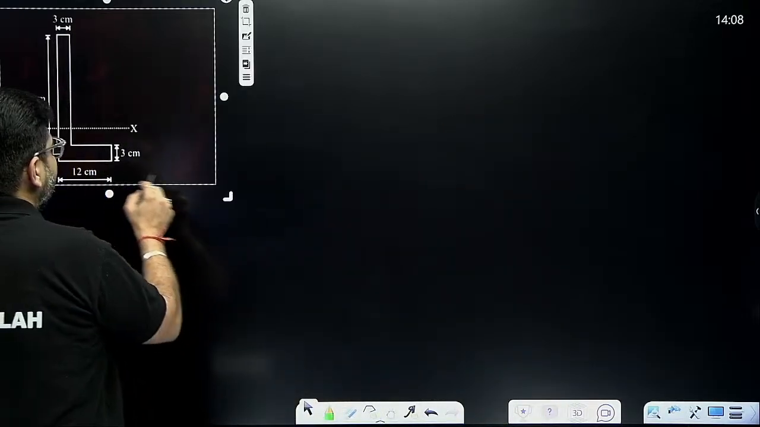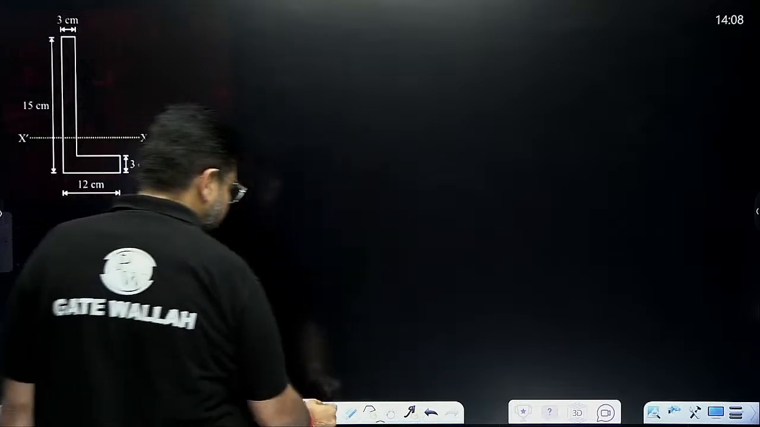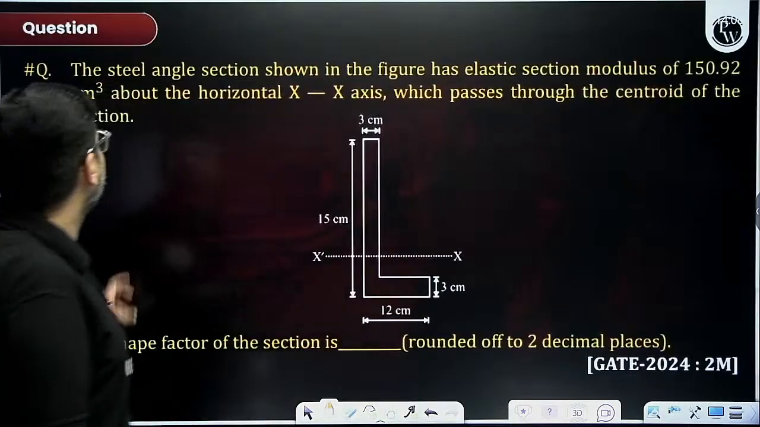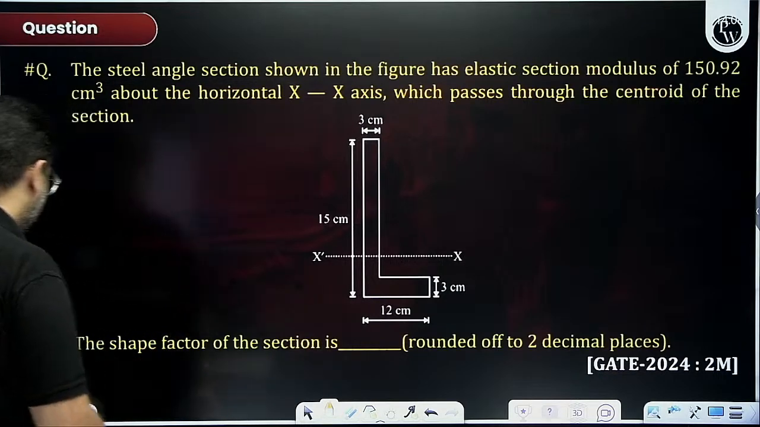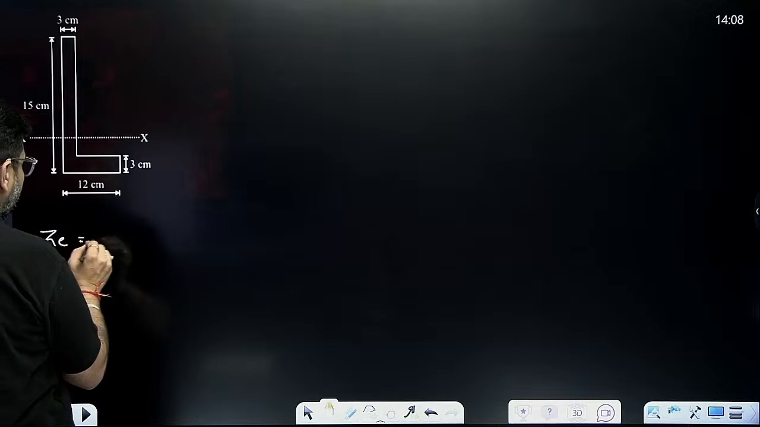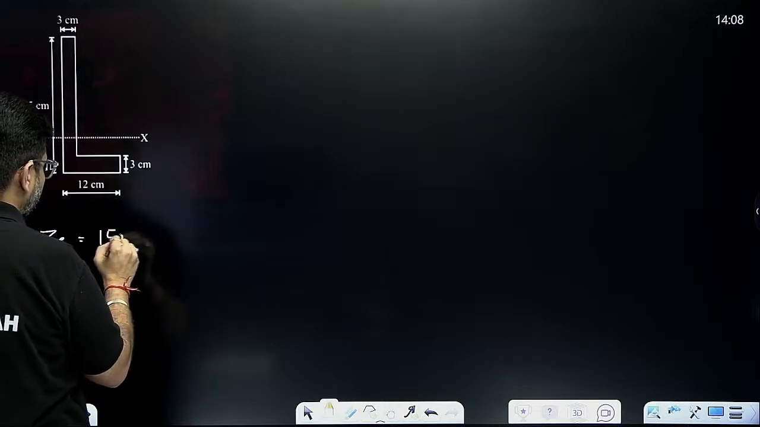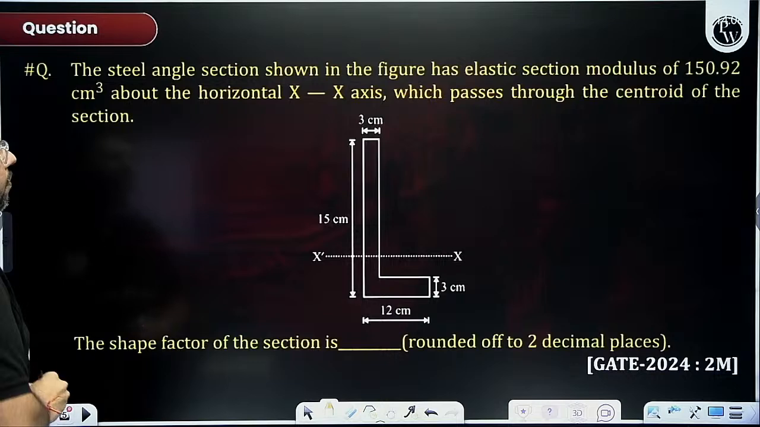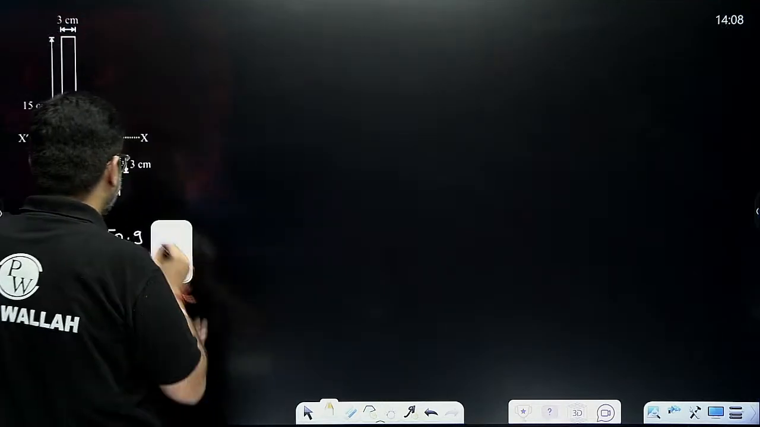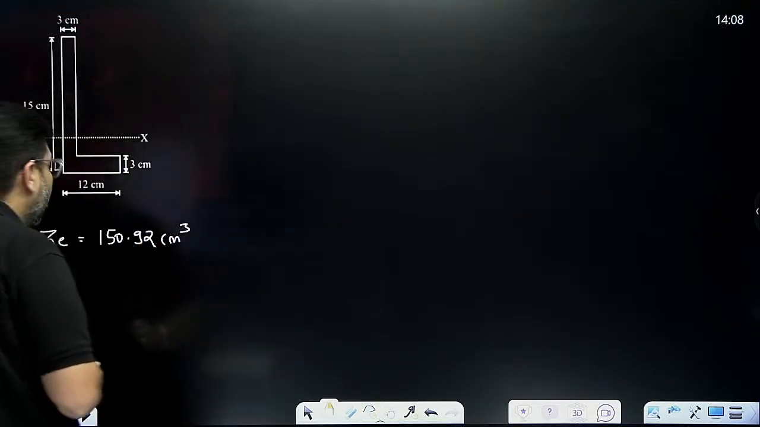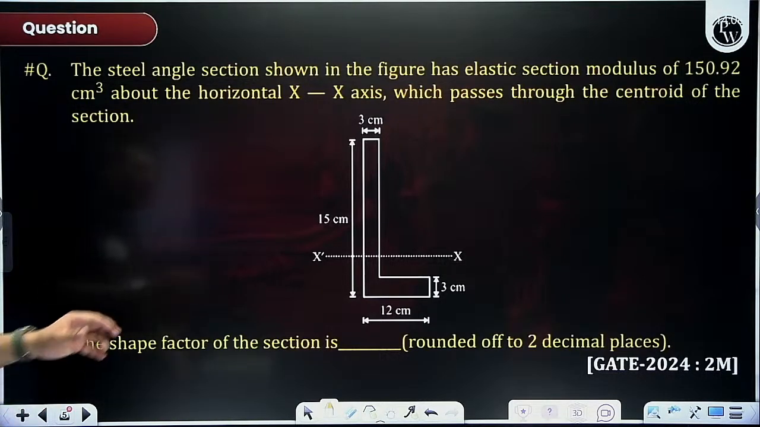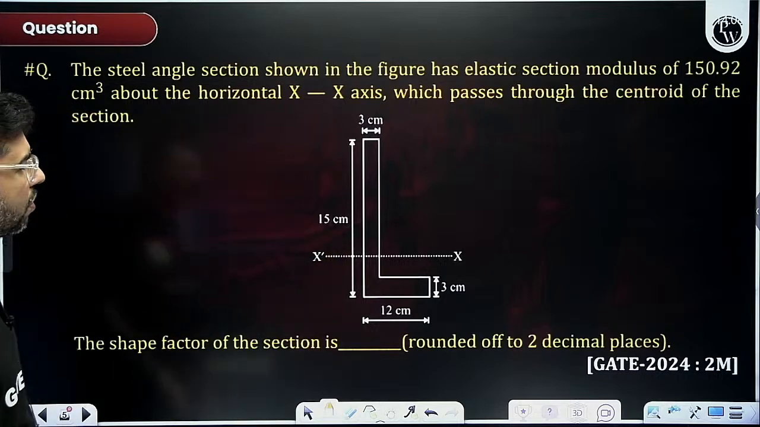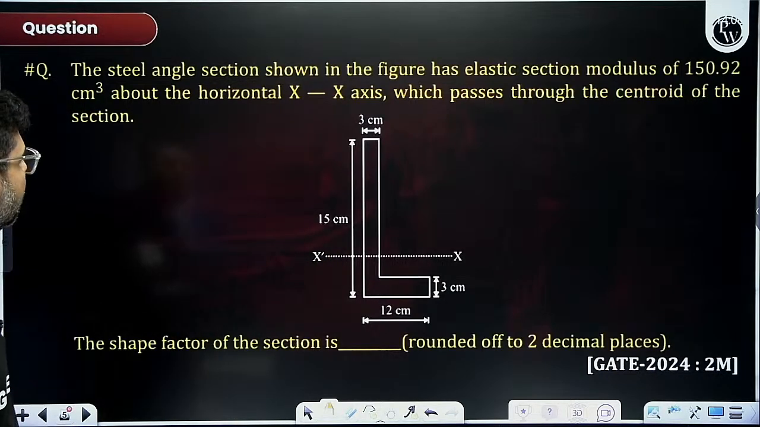So first we should trace the equal area axis. See how to trace the equal area axis. What is given to us? A steel angle section shown in the figure has elastic section modulus ZE, which was given to me. ZE is 150.92 centimeter cube. So first of all, we have to find out the horizontal axis, that is x-axis, passing through the CG of the section. So this is the CG of the section, okay, but I am not interested in the CG here. I am interested in the equal area.